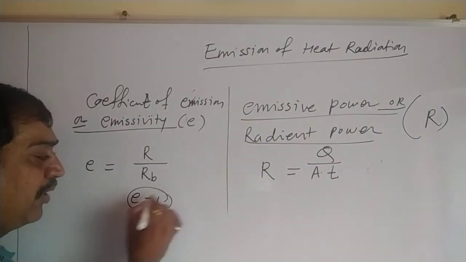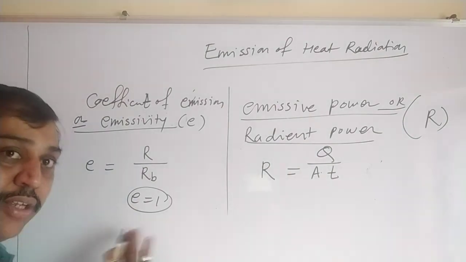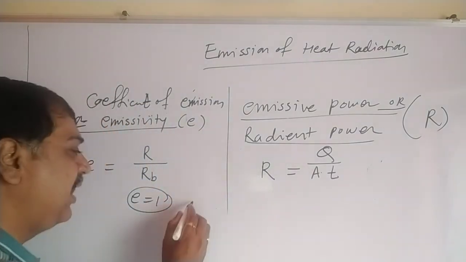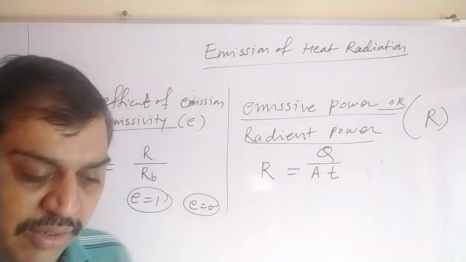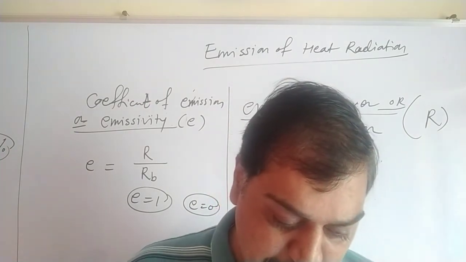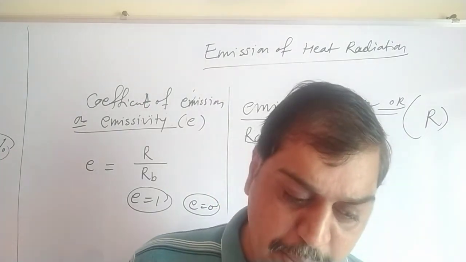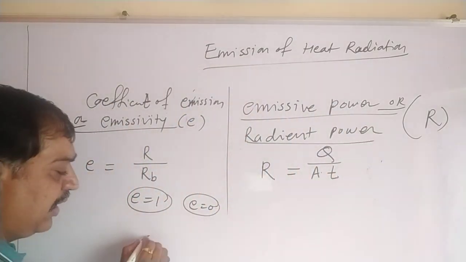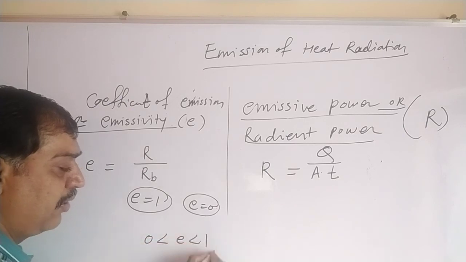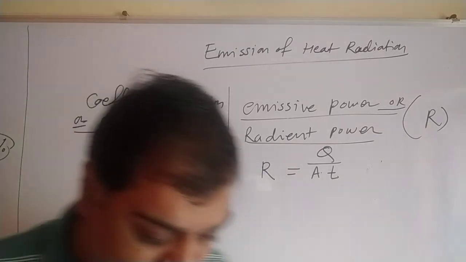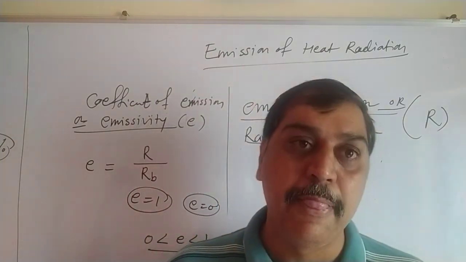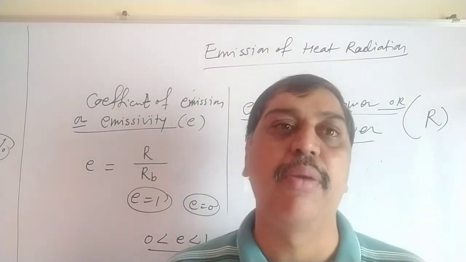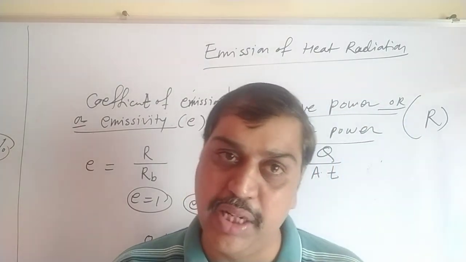E equals 1 because it will absorb as well as emit everything. So E equals 1 for a perfectly black body, and for a perfect reflector and transmitter, E equals 0. They can't emit, so E equals 0. This is what we have learned about the coefficient of emission or emissivity, and its value generally lies between 0 and 1, that is 0 is less than E is less than 1. For ordinary bodies the value of E is in between, and for copper they have given the value of E as 0.3.